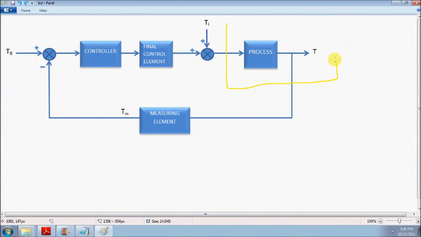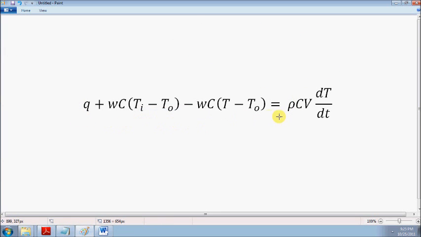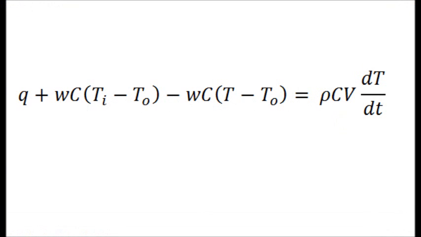Let's consider first the block for the process. Let's do an unsteady state energy balance around the tank. We have energy in minus energy out equals the accumulation in the tank. We have Q plus wC(Ti minus To) minus wC(T minus To) equals ρC V dT/dt. Here, To is your set point.